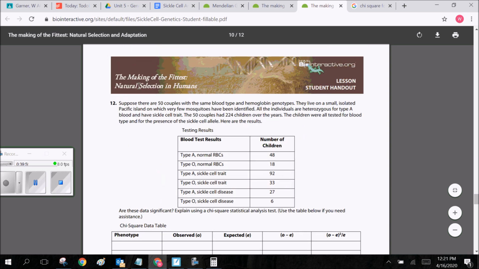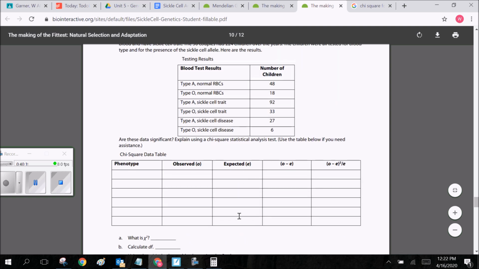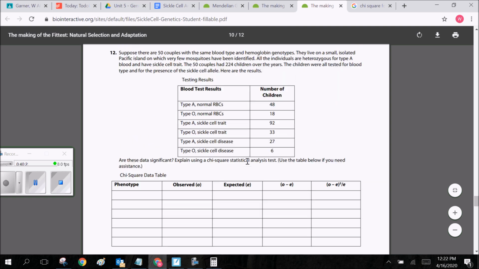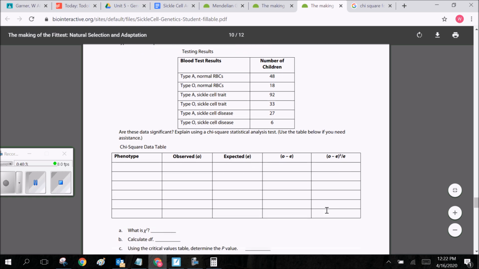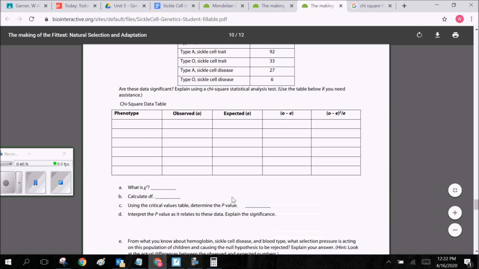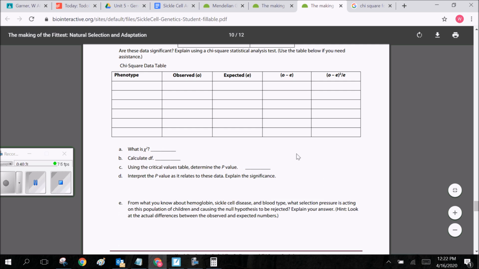Okay. Now, if you look at here, it says there are 50 couples with the same blood type and hemoglobin genotypes. They live in a small island. All of them are heterozygous for type A, so they're AO, and have the sickle cell trait, which is NS. So all of them are AONS. So go do a dihybrid cross with AONS, just like I showed you before, and use those values for your expected. And remember to multiply those fractions you get by the total number of children, which is 224. Get your expected values, subtract your expected from your observed, go ahead and do the rest of the calculations, figure out your chi-square, and then I want you to see whether or not it's significant. That's your lesson for today.